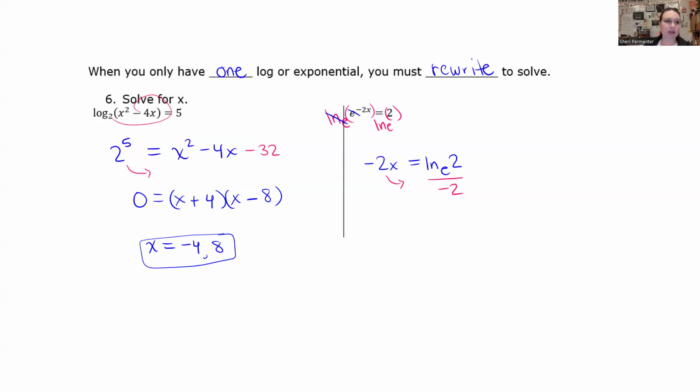So what do you get as your answer? What do you get? You're not going to have any clue how to do this on the test if you don't practice and type this in.